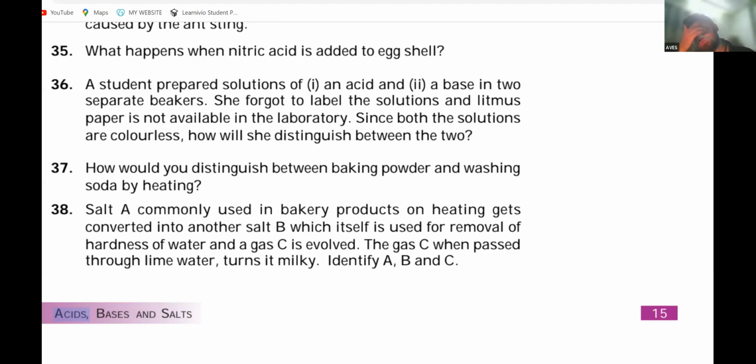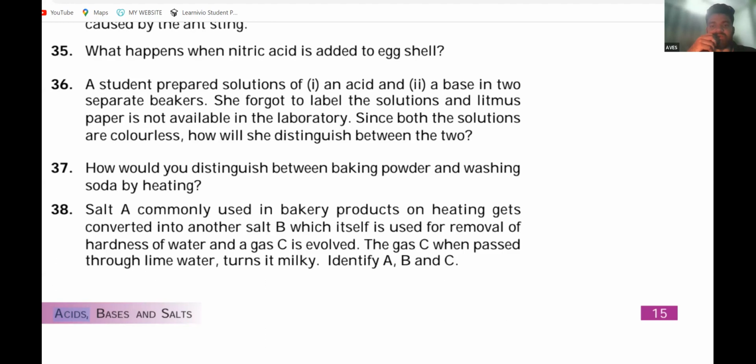Salt A, commonly used in bakery products, on heating gets converted into another salt B, which itself is used for removal of permanent hardness of water. The gas C is passed. A is baking powder.